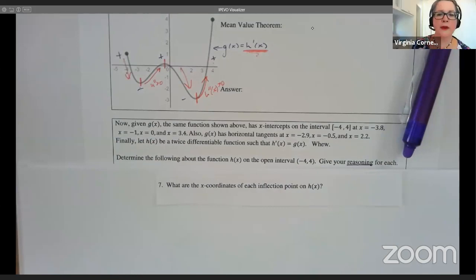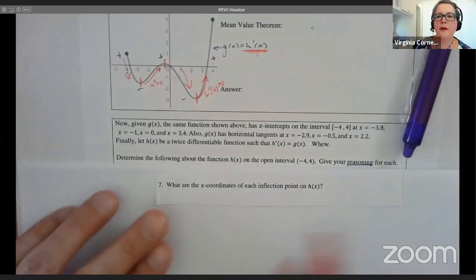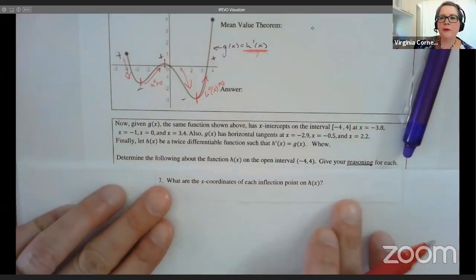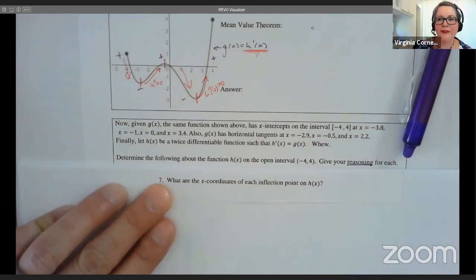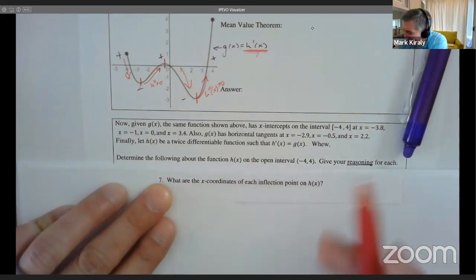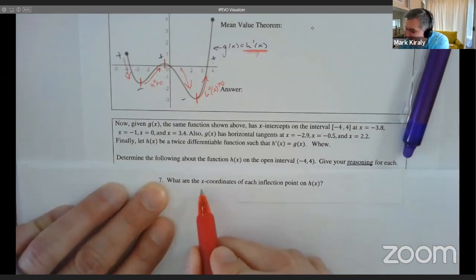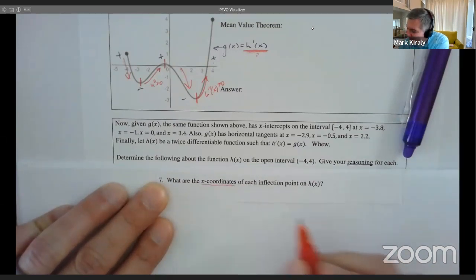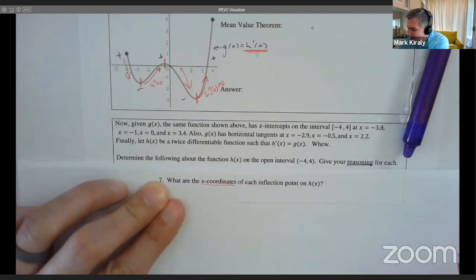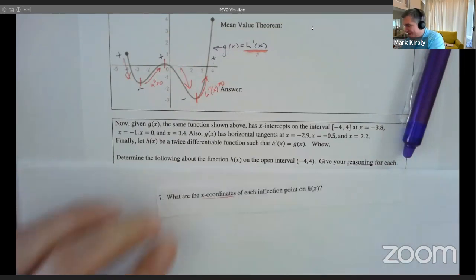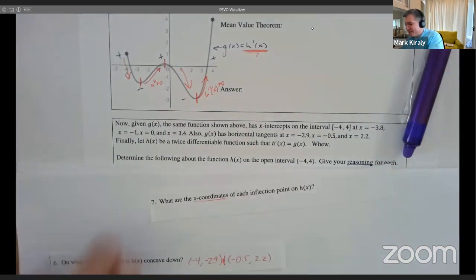On this one, what are the x coordinates of each inflection point on h of x? So not needing to find a y coordinate, that might be the subject of tomorrow. Yes, absolutely. We need a little more information to find the actual point, but just the x coordinate. And we're looking for places where we change concavity. So I'm going to bring back these two guys.